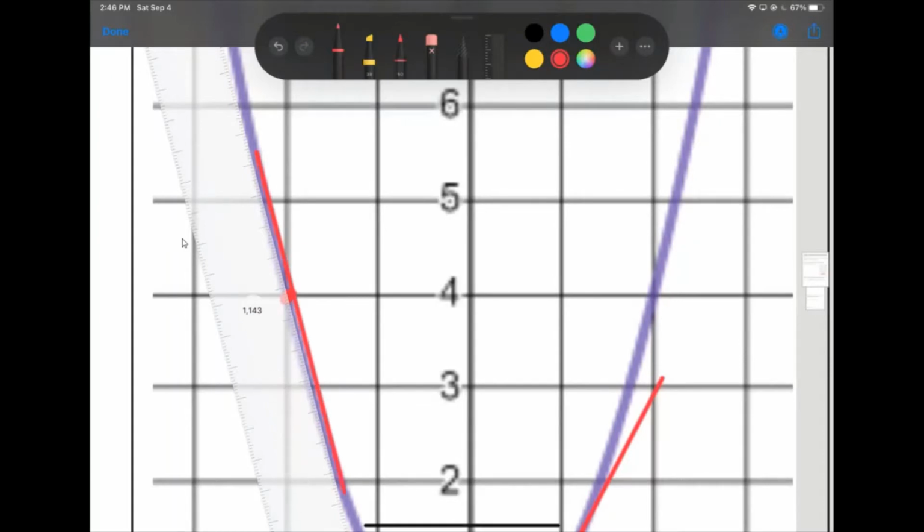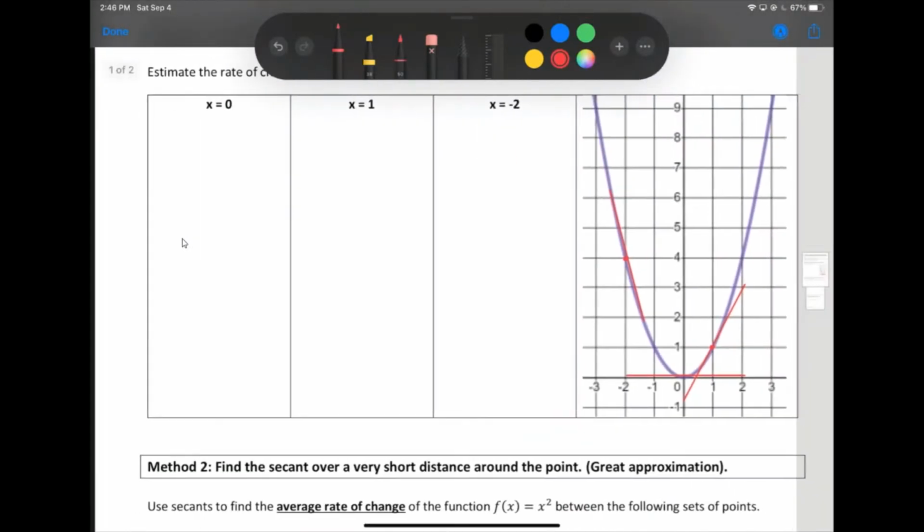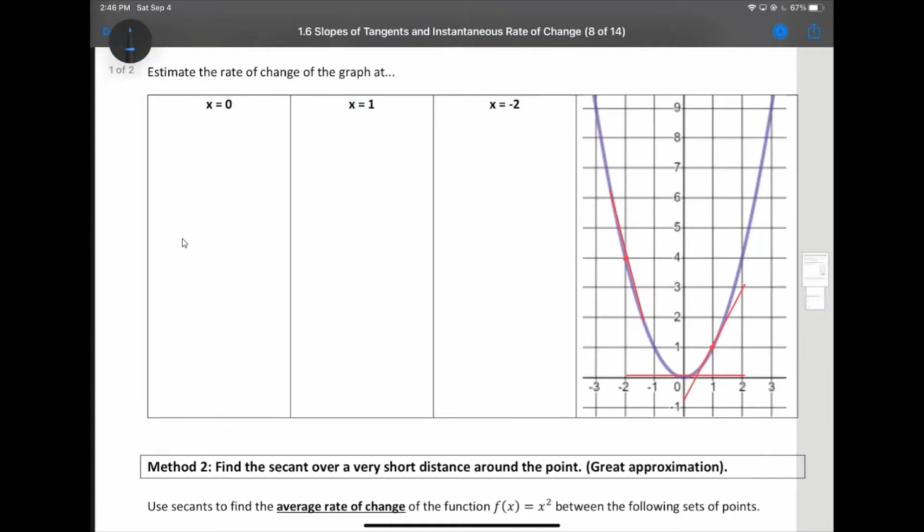So I think it's going to look something like that. Okay, now that I've drawn those on there, I'm going to zoom back out again. And I'm going to point out that at our point 0 down here, our slope looks like it's about 0. So that would be the slope or rate of change at that point.